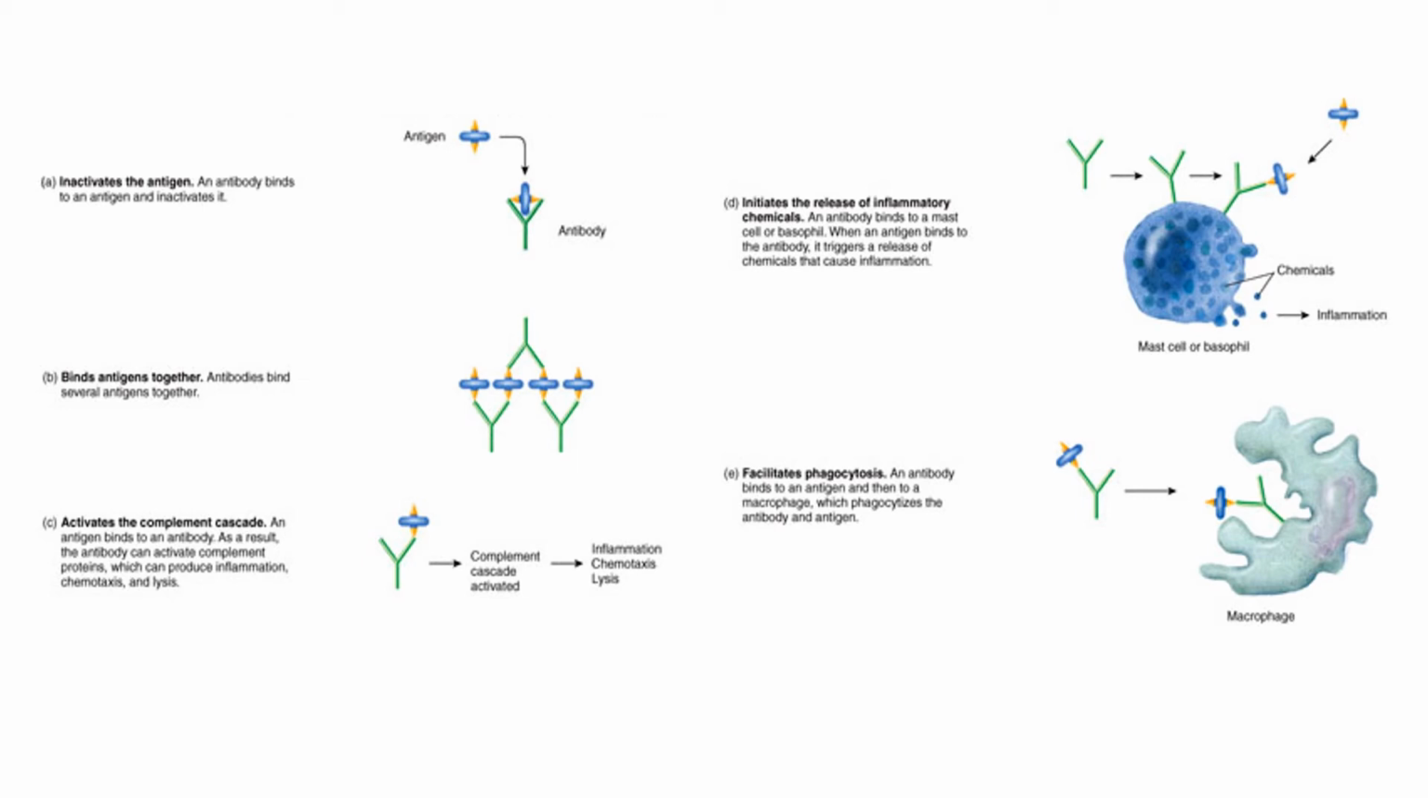In letter D, it initiates the release of inflammatory chemicals. An antibody binds to a mast cell or basophil. When an antigen binds to the antibody, it triggers the release of chemicals that cause inflammation. Lastly, facilitation of phagocytosis, wherein an antibody binds to an antigen and then to a macrophage, which phagocytizes the antibody and the antigen.